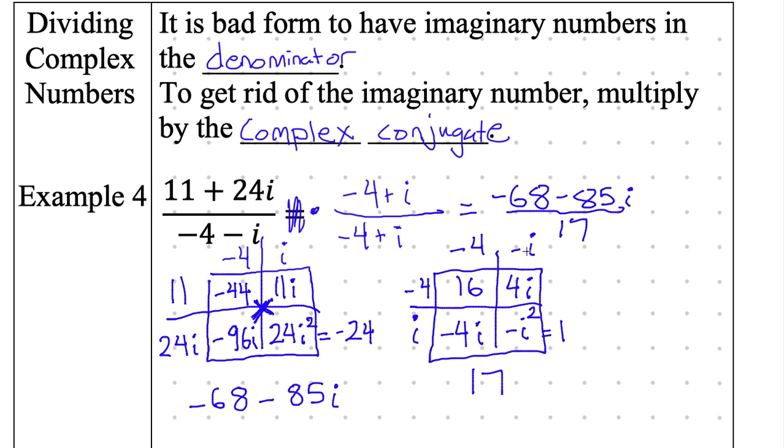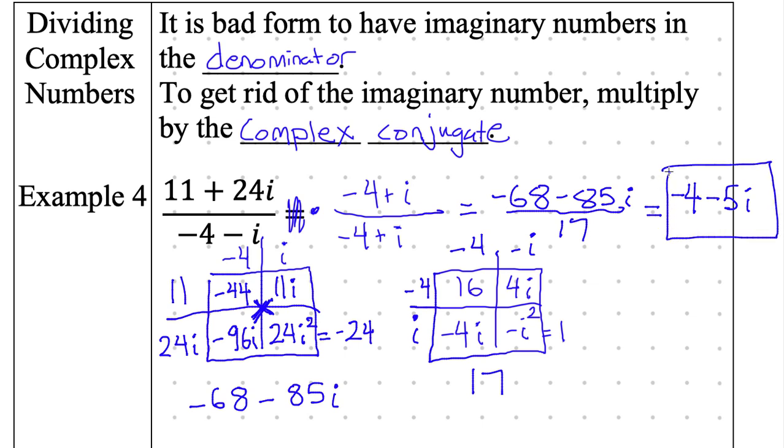Question, James? 17. So I added the 16 plus 1 to get 17. Negative 4i plus 4i is 0i. We're not done. It seems like we're done, but we're not, because we now need to reduce. What times 17 is 68? Yep, 4. So this is now equal to negative 4, and then what times 17 is negative 85i? Negative 5i. Final answer, box it.